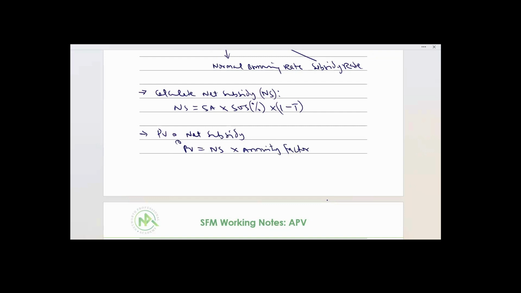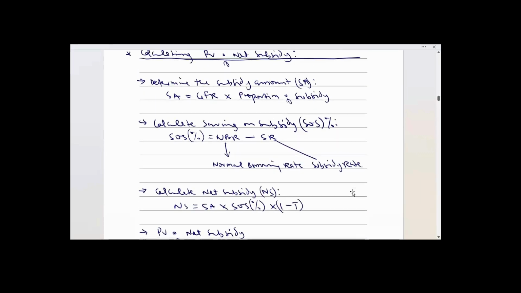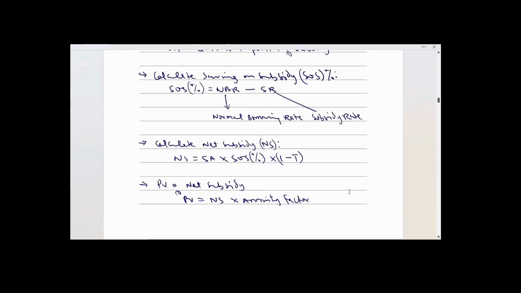Remember what I told you before: before you start calculating your PV of financing effect cash flow, you must establish whether you want to assume the normal borrowing rate or the risk-free rate of return as your discounting rate for financing effect cash flow. Once you have established that, you then calculate your annuity factor using that particular rate. So whatever it is, just use it to multiply. This is what you need to do under PV of net subsidy.